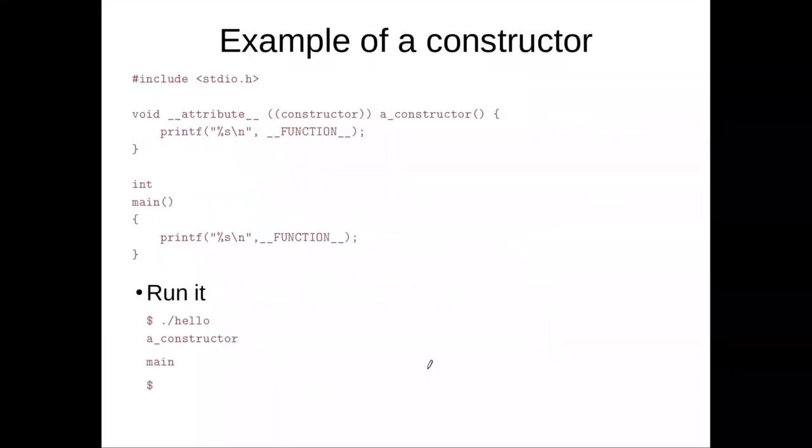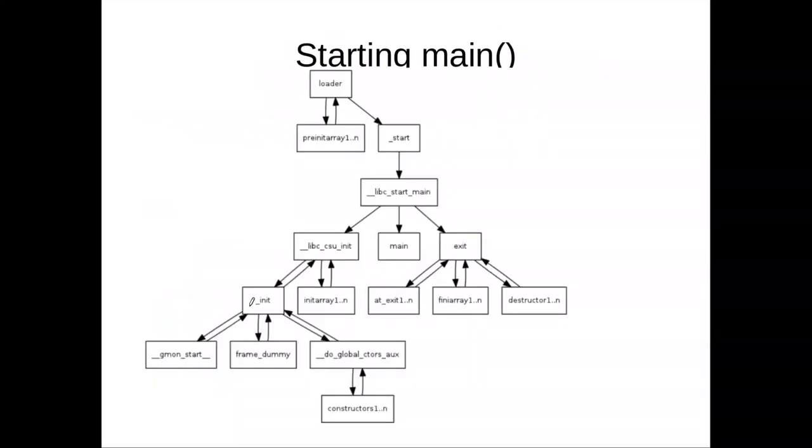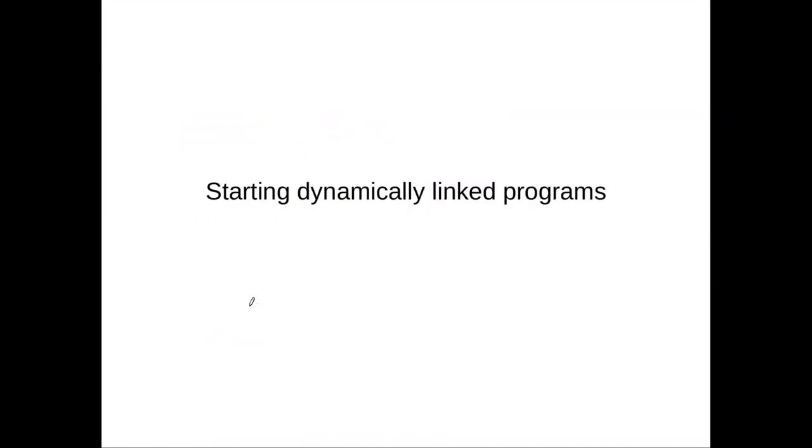If you want to take a look at how it's done, this is what you can do in your C program. You can see the GCC attribute constructor here, it prints the name of a function, and then in your main, if you run it, you will first get a printf from the constructor, the name of this function, and then you get a printf from main. So the constructor did really run before main.